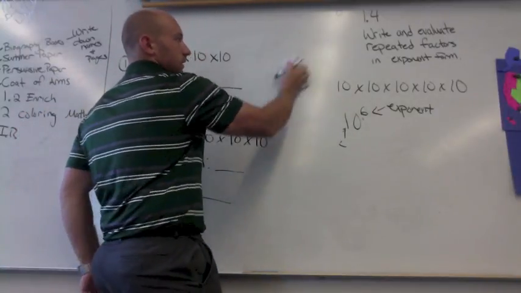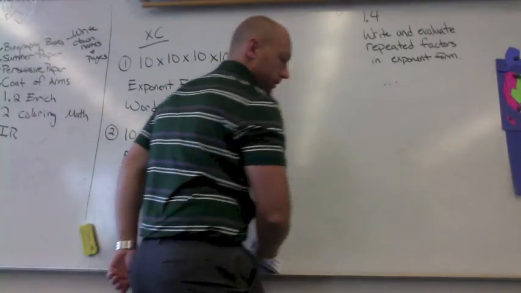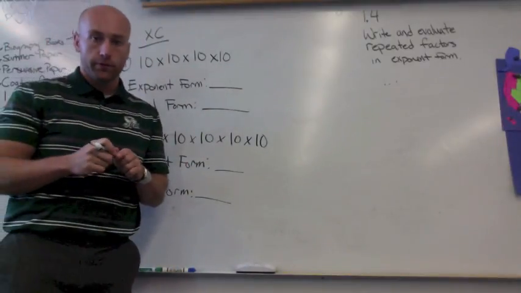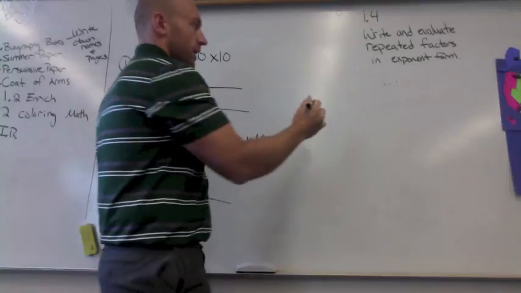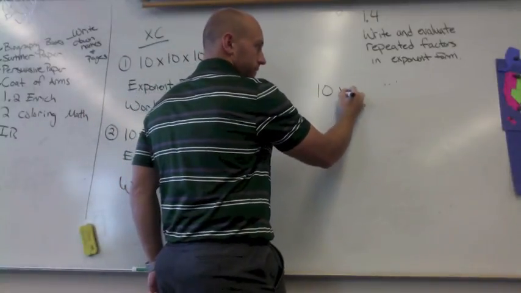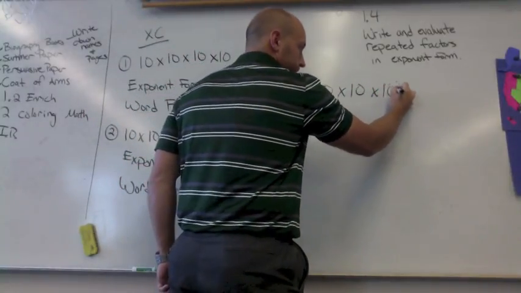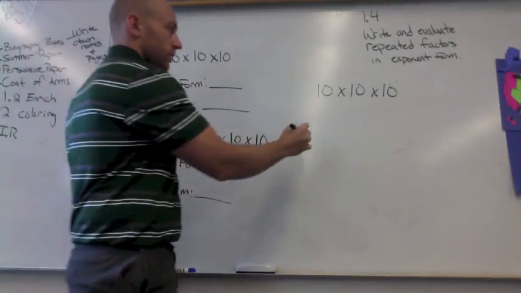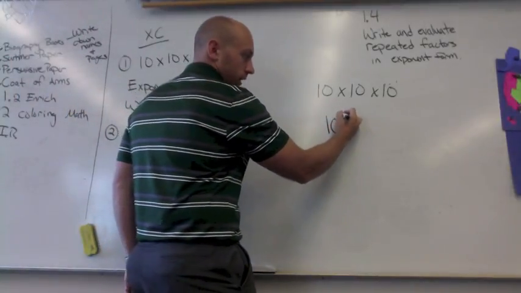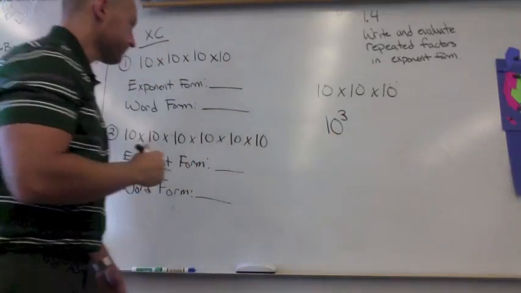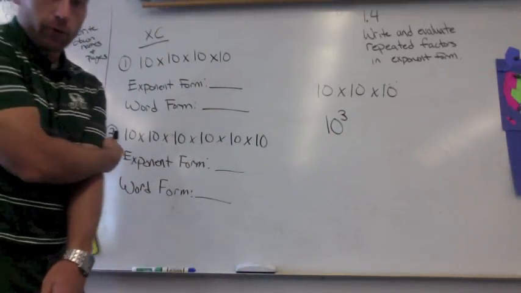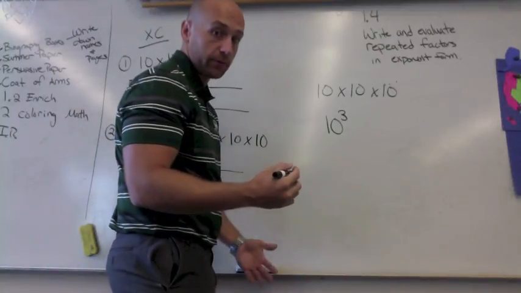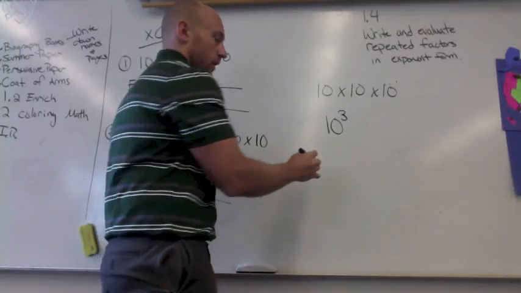Okay, this lesson, all we're doing is working on writing it in two different ways. Exponent form and word form. So if I gave you 10 times 10 times 10, exponent form is going to look like this: 10, and there's 3 of them. That's it. Okay, and then word form is going to look like this. You can write it a couple different ways, but we'll stick with this one.